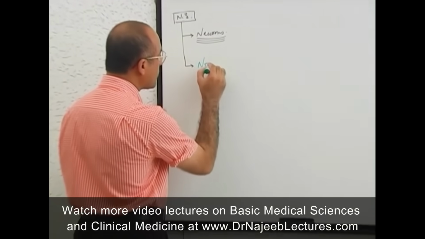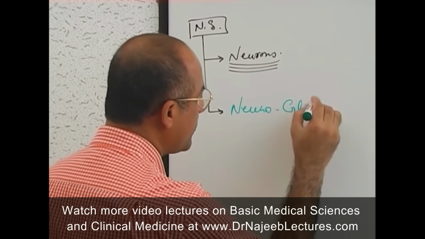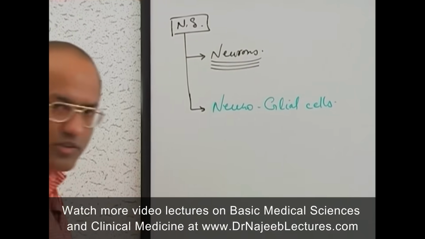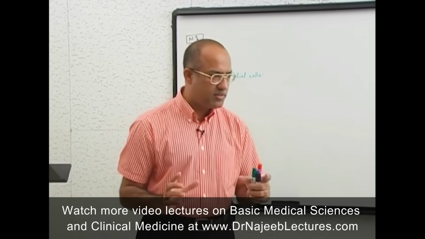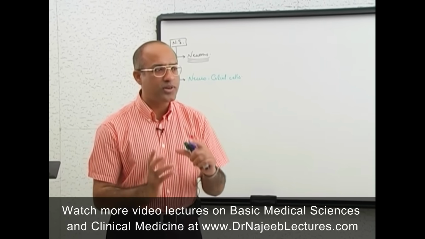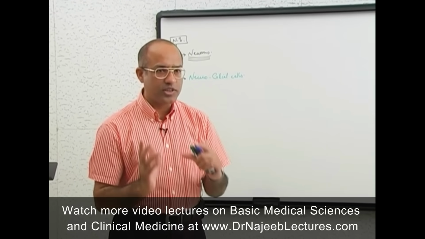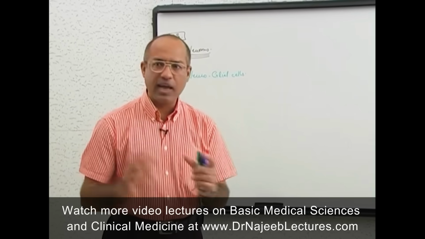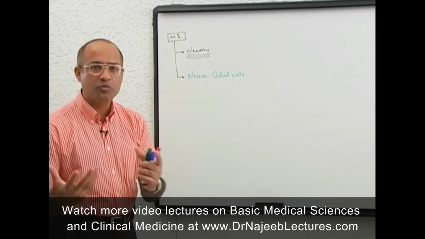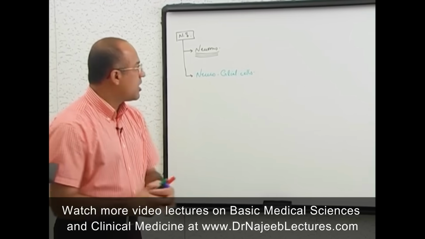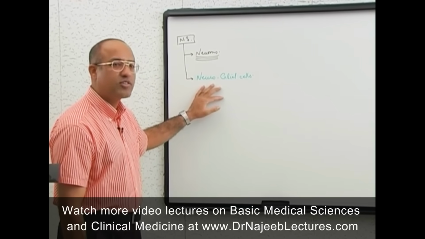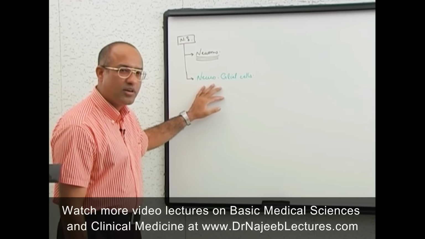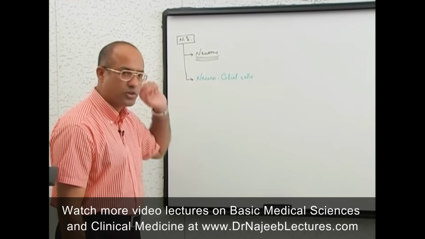What are they called? Neuroglial cells. Is that right? So the central nervous system has two types of cells: neuronal cells and neuroglial cells. Neuronal cells are the true functional cells of the central nervous system, generating and conducting action potentials, and neuroglial cells are the supporting cells of the nervous system. About the neuroglial cells, I will go into detail later, but I will now introduce some very basic terms about the central nervous system in relation to the neurons.